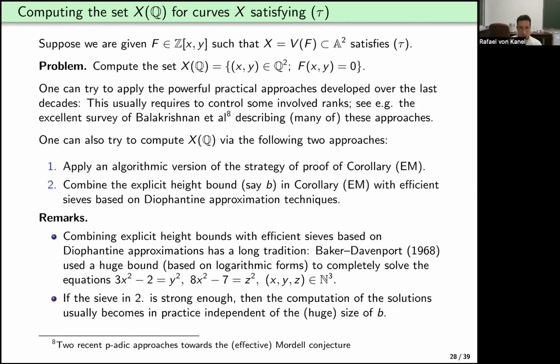Another thing is that if this sieve here in 2 is strong enough, then the computation of the solutions usually becomes in practice independent of the huge size of B. So B can be huge, very large. If it's not too crazy large and the sieve is strong, then it doesn't matter too much for the running time of the algorithm or the sieve to compute all solutions. Let me now quickly discuss these 2 approaches.